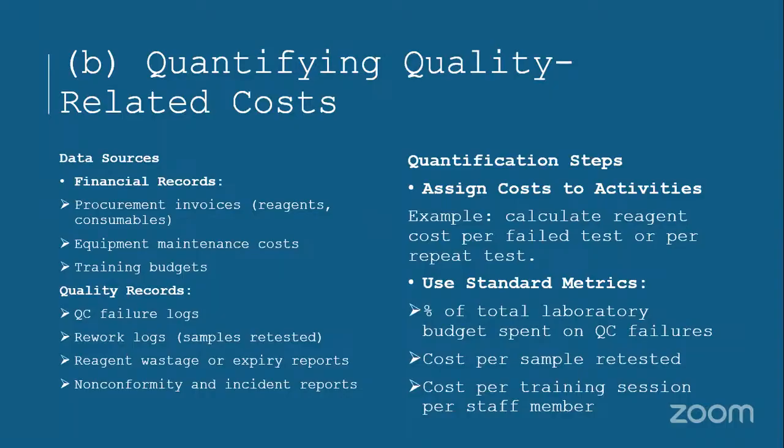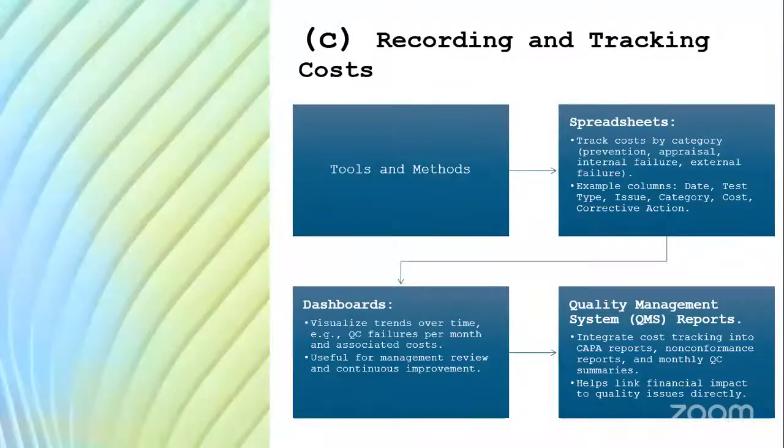Of course, this is something that you can work hand in hand with the accounting team or the finance team. Cost per sample retested. Because where I work, I know when I do a sample retesting, I know the cost and how I'm supposed to factor in that cost. Okay? So the cost per training session per staff member. For training sessions, what is the cost that is attached to that? Because you must come up with standard metrics that can help you identify and assign this.